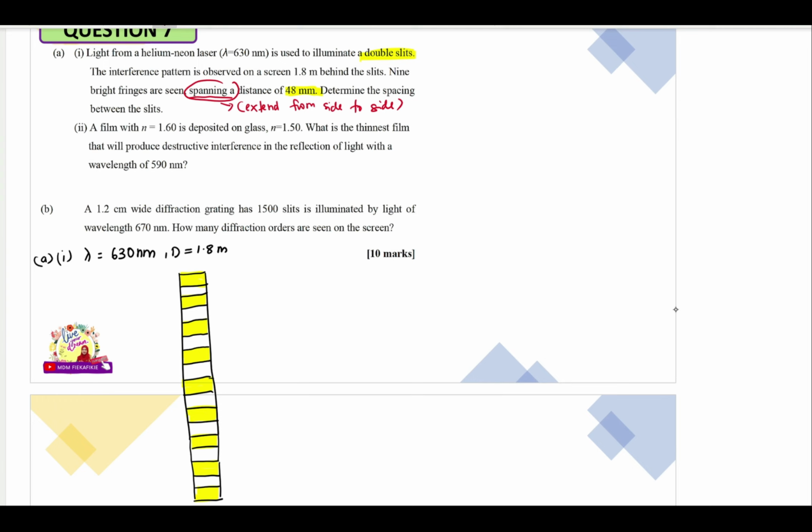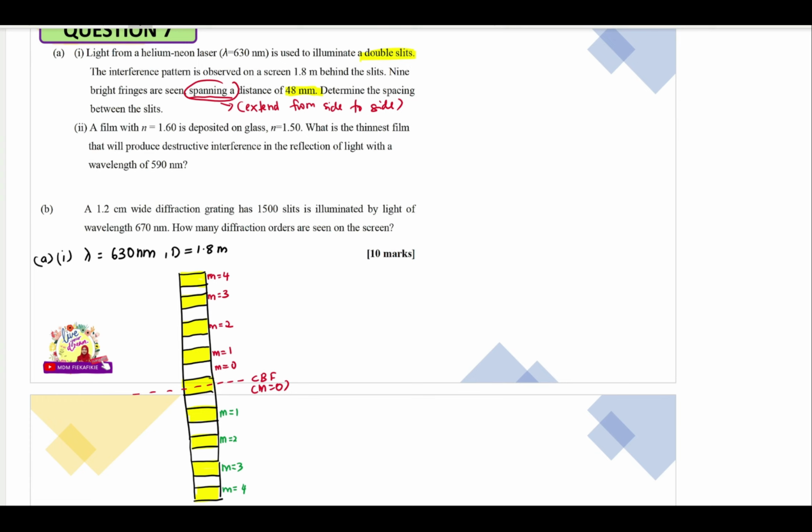Jadi, kita bahagikan yang tengah-tengah. Kita ambil ini sebagai yang tengah-tengah. Okay, this is central bright fringe, di mana here M is equal to 0, the number of order. This is M is equal to 1, M is equal to 2, M is equal to 3, M is equal to 4. Yang kat bawah pun sama juga: M is equal to 1, 2, 3, 4.